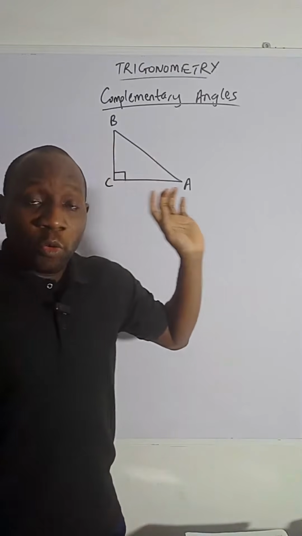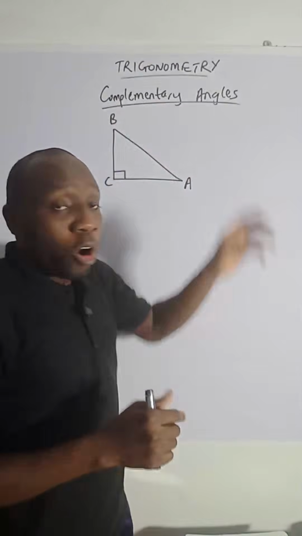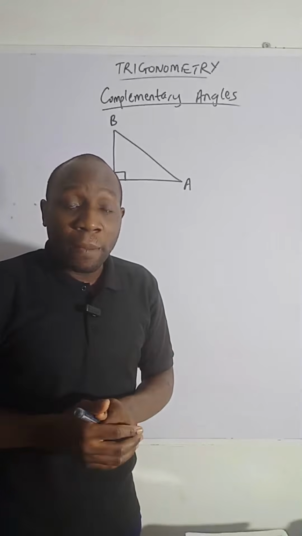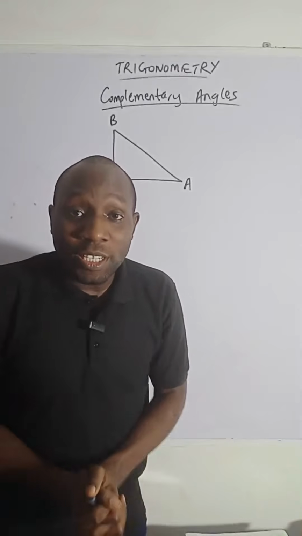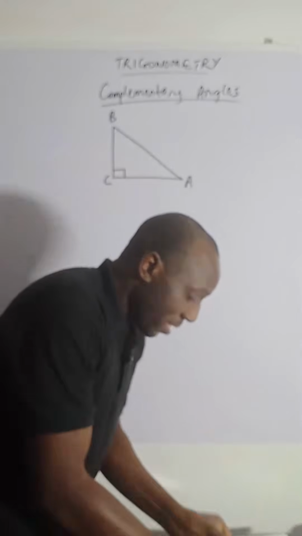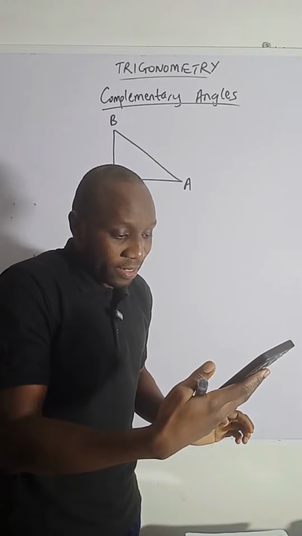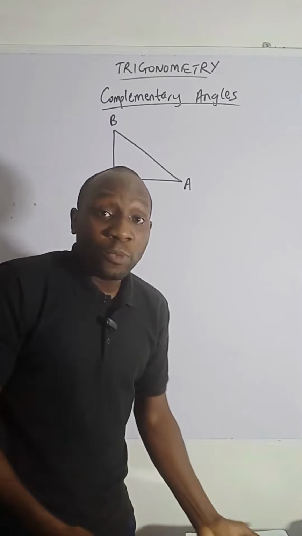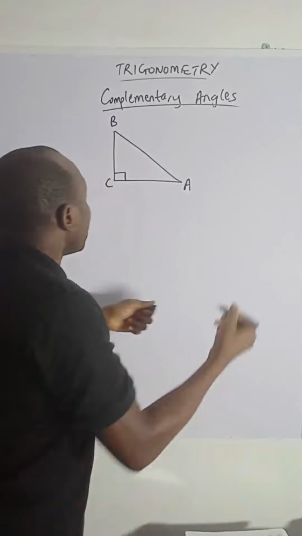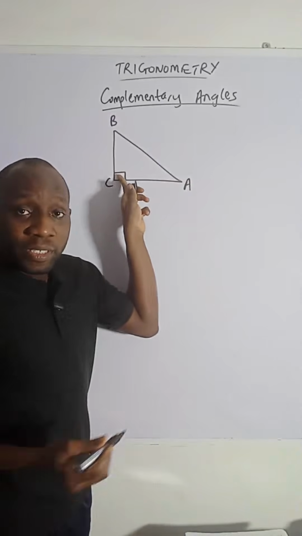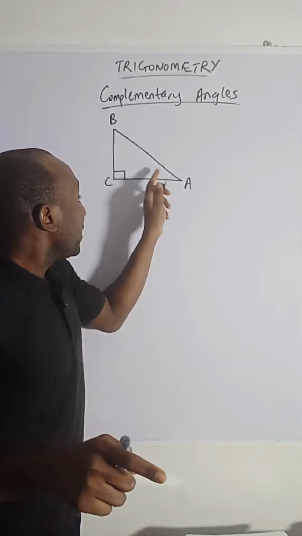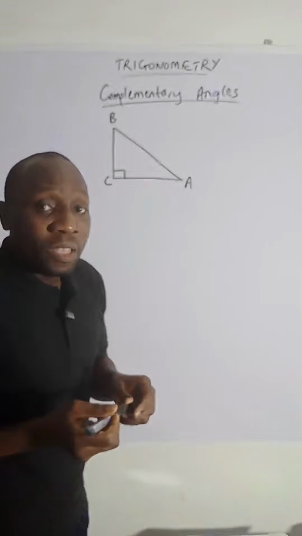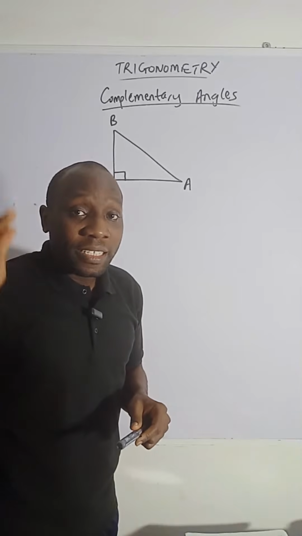So I was just asking a question. I said, what are complementary angles? Real quick, we don't want to waste time. Complementary angles are angles that add up to 90 degrees. I think somebody already said 90 degrees. Yes, they add up to 90 degrees. So it means that this is 90 degrees here. Angle C is 90 degrees. Very good. It means that angle A and angle B will sum up to 90 degrees.